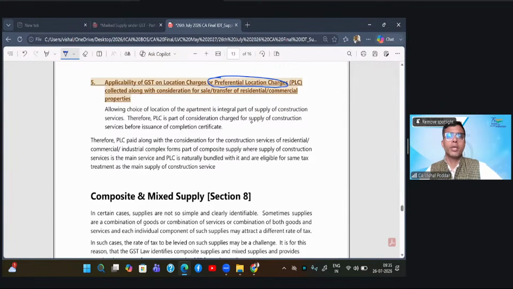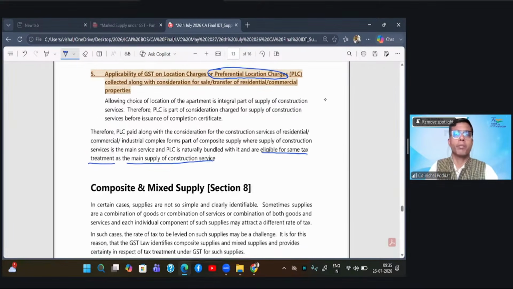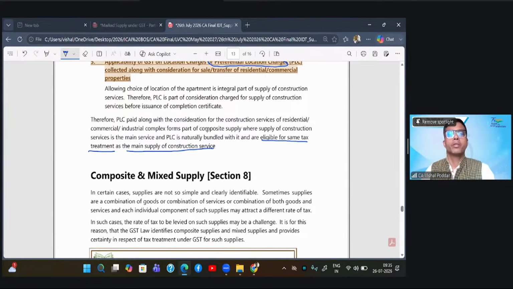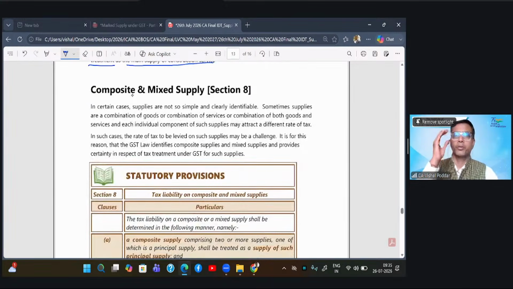The answer is, it is to be treated at the same rate as is the main supply. So if main supply is exempt, this will be exempt because it is post completion. And if the main supply is taxable, this will be taxable. But most important, it is taxed as a part of the main supply. So again, the principles of composite supply are followed. Is this fine, students? So students, with this, we complete the entire concept of supply, right?